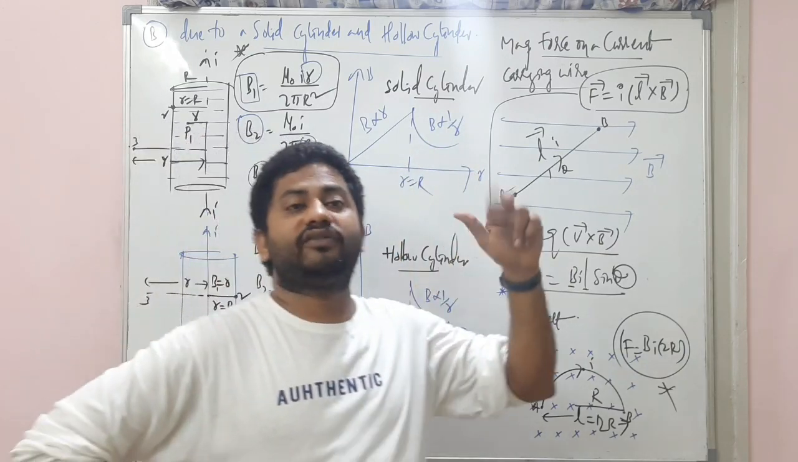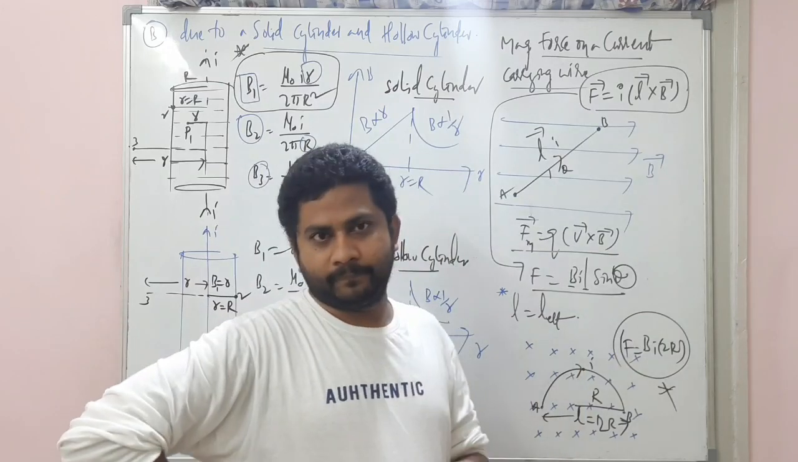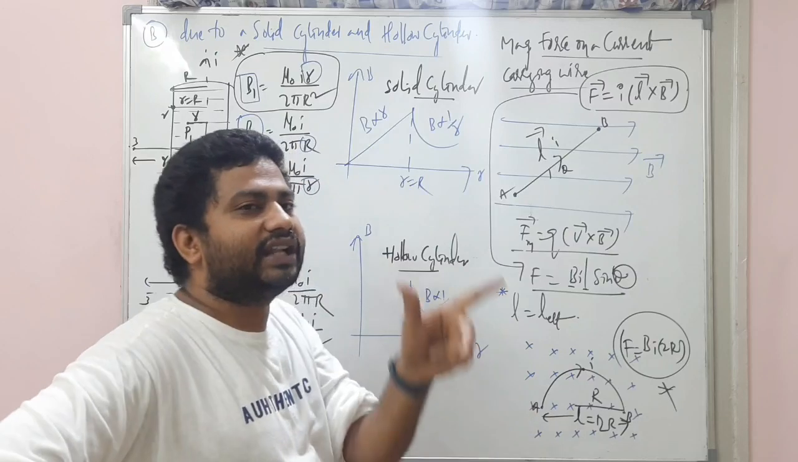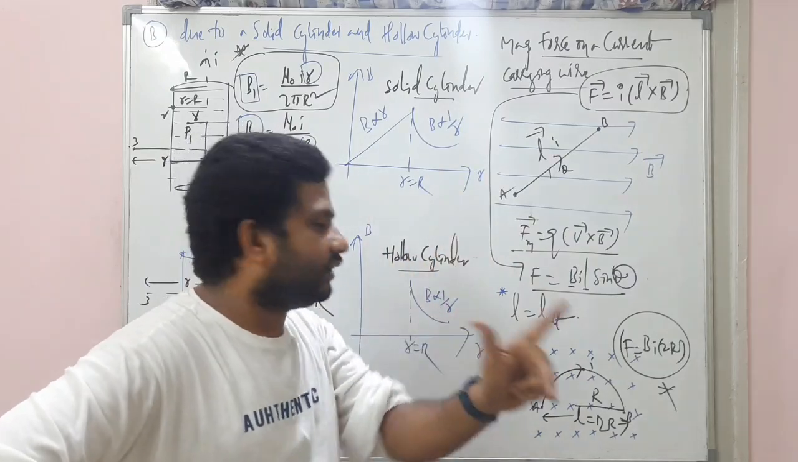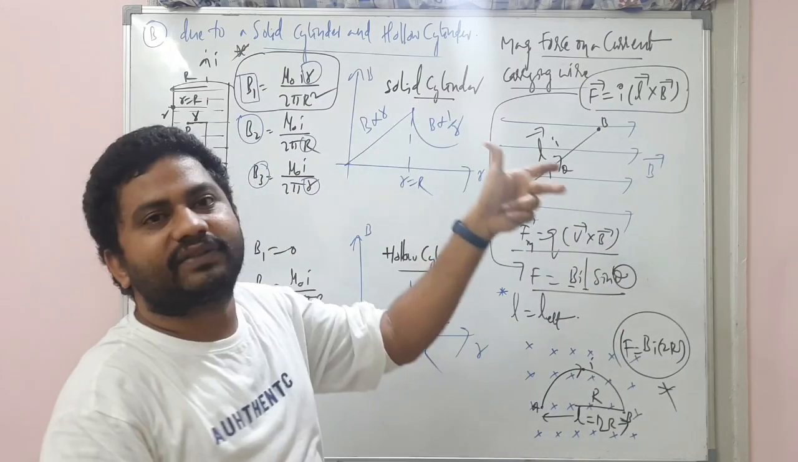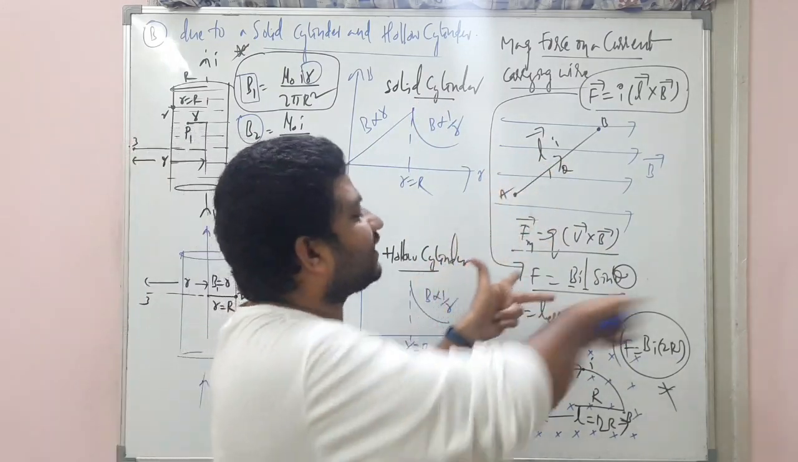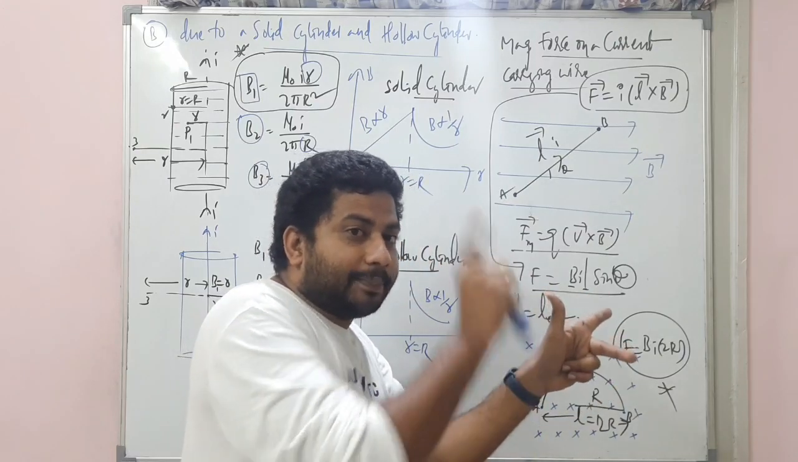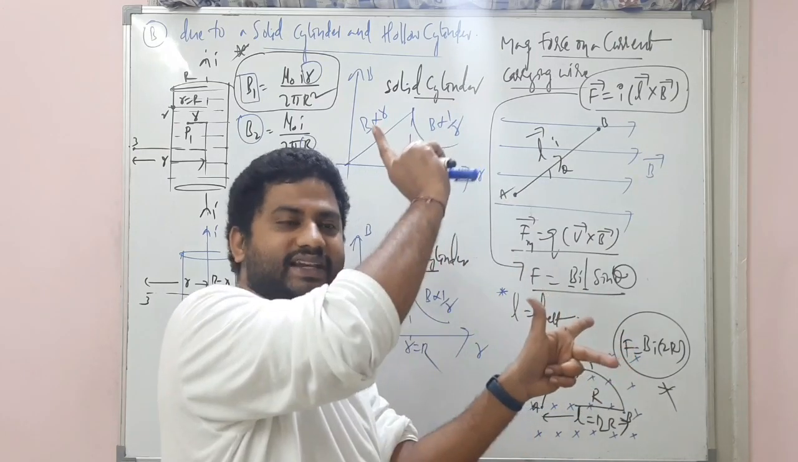Magnetic force by using Fleming's left hand rule. The forefinger represents the direction of magnetic field. My middle finger represents the direction of current, and you see this is the direction of current. Have a look at it. And the thumb is pointing upwards. That will give you the force direction.